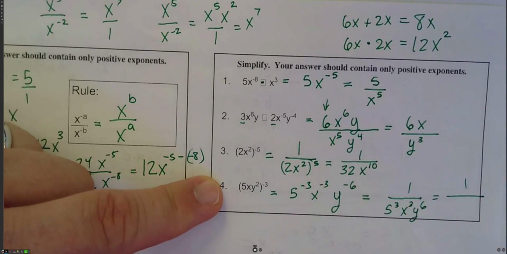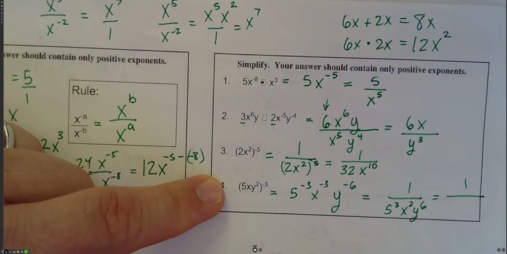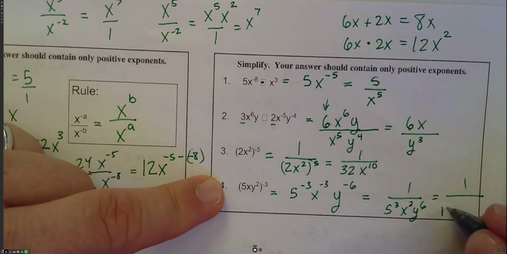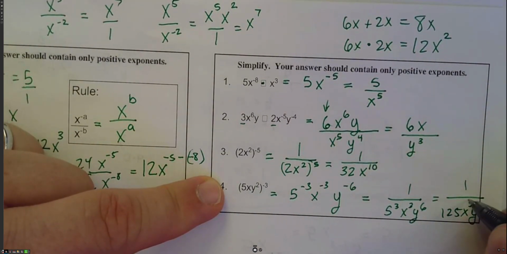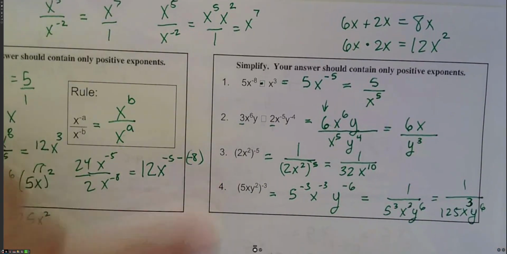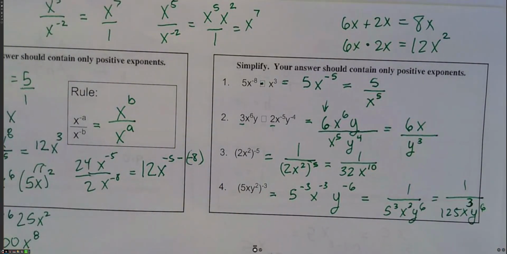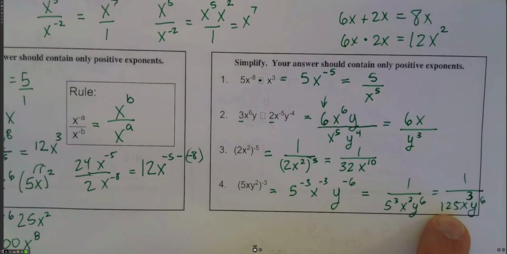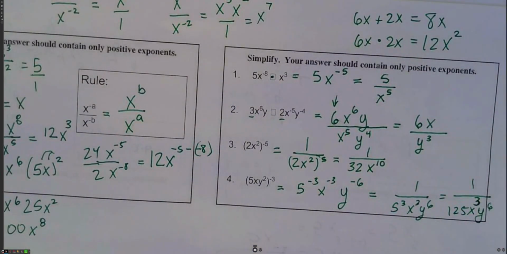So I think we usually like to figure that number out. What is 5 to the 3rd? 125. Sometimes people get confused on how do you know you're done? Is there a number that can affect this 125? No. Is there another x that affects this? No. Is there another y that affects that y? No. If there's another one, you need to keep working.